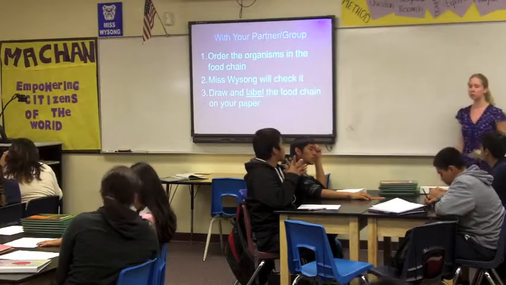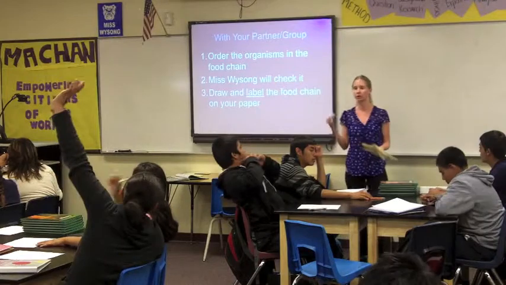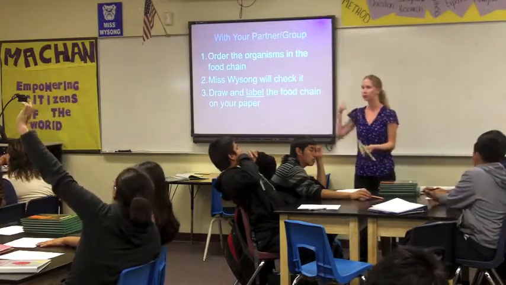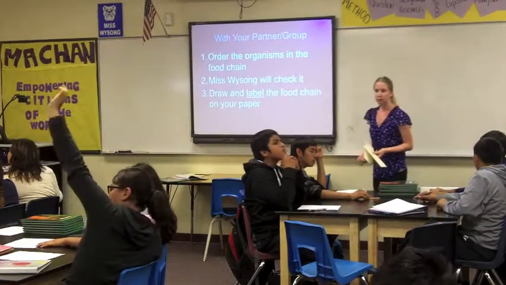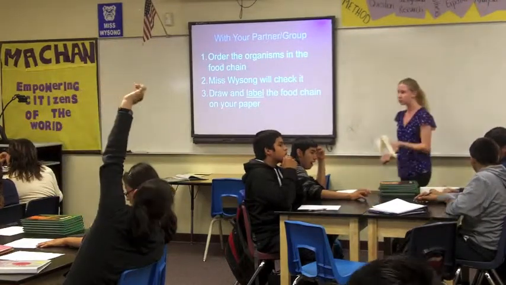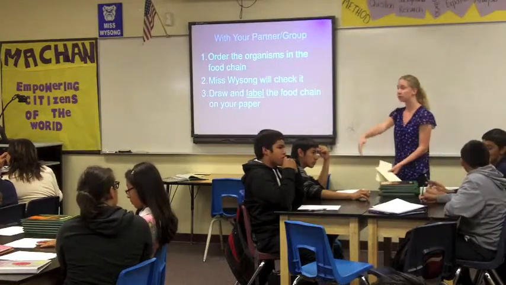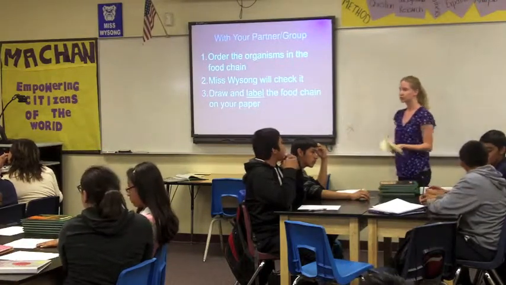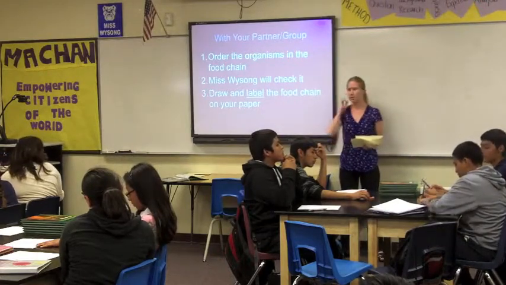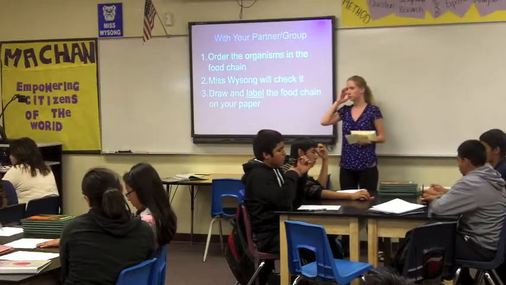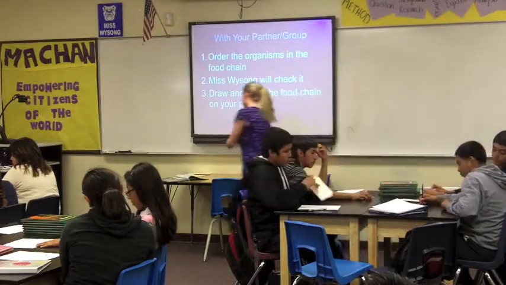What kind of labels will you put on the food chain? Raise your hand. What's an example of a label that you'll put on your food chain, Julio? Producer. What's another example of a label? Cruz. Primary consumer. Krista. Tertiary consumer. And Arturo? Secondary consumer. Good. Those are the labels that you need. Any questions? Okay. When you get your envelope, you may begin.